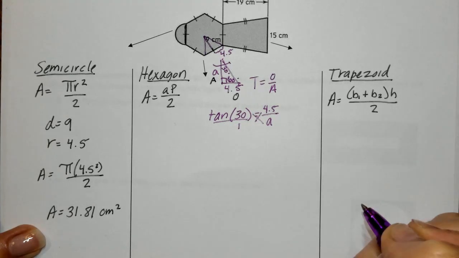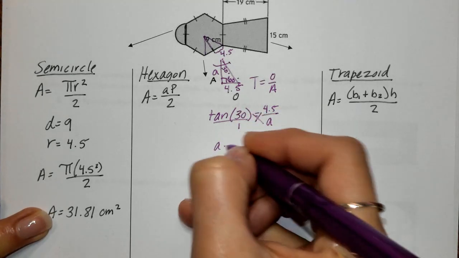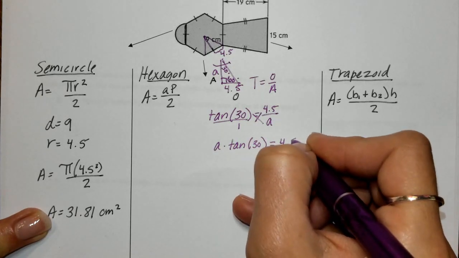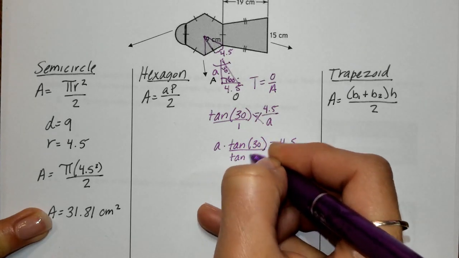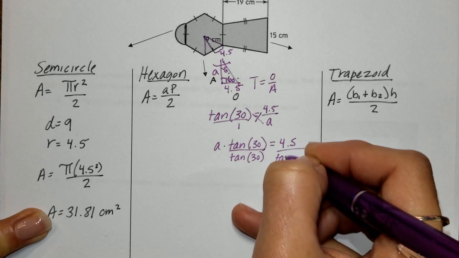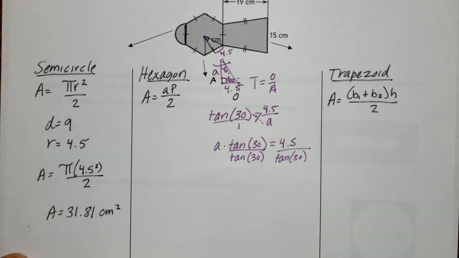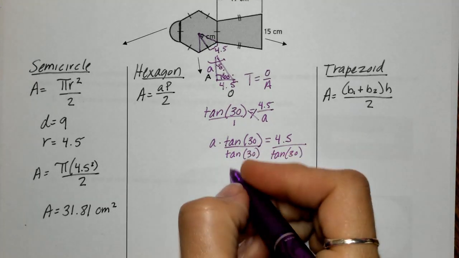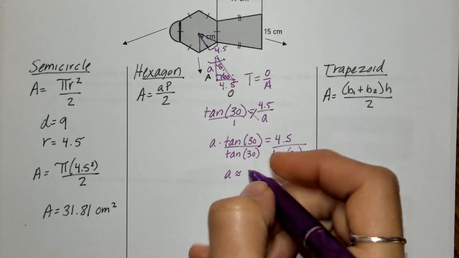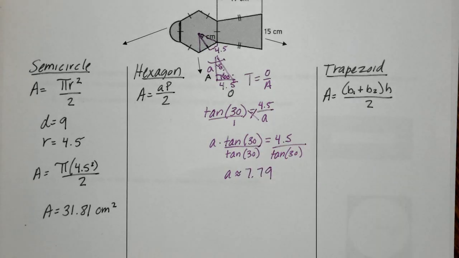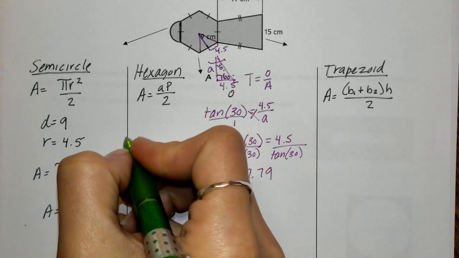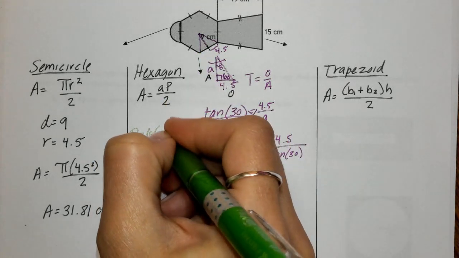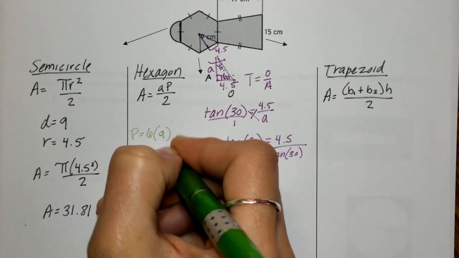We set this up proportionally and cross multiply. We wind up with A times the tangent of 30 equals 4.5. So we're going to find ourselves dividing. And if you are using trigonometry, always make sure that your calculator is in degree mode. The apothem will come out to approximately 7.79. Now for the perimeter, we have 6 sides of a hexagon multiplied by the side length of 9. Our perimeter will be 54.